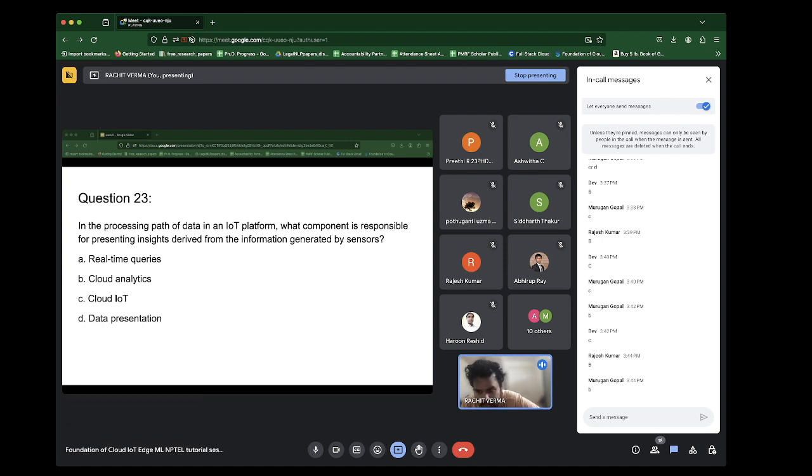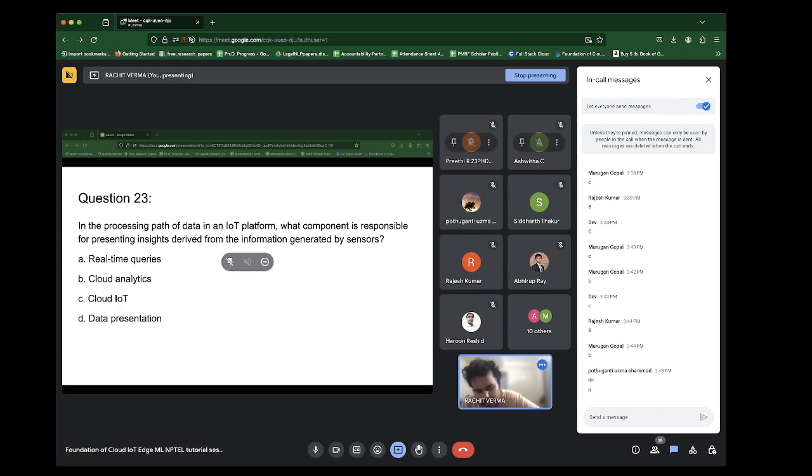So where does this happen? Of course, cloud IoT happens a lot, but cloud IoT is not the right answer because this takes place before the data is being processed. Real-time queries may be used for generation of insights, so it is not exactly a component directly of the IoT platform. The correct answer would be D, data presentation. Right, so D is the correct answer.